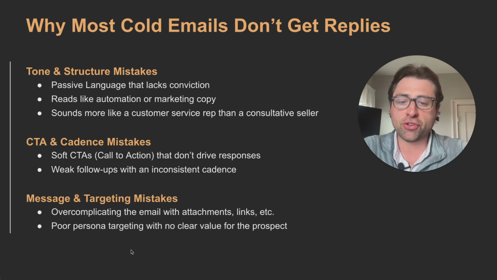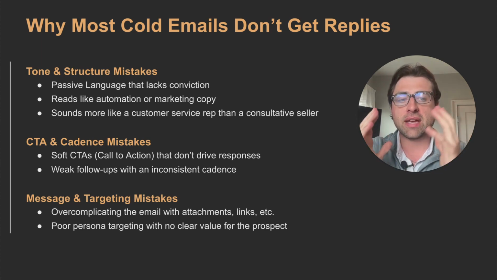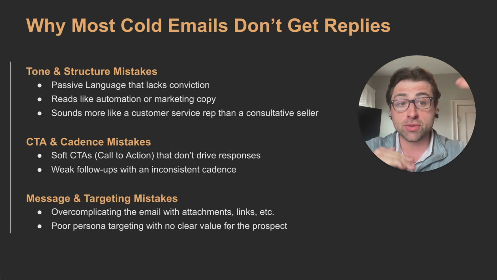And then poor persona targeting with no clear value for the prospect. It's not enough to just say that you're part of the account team and would like to meet. There's ways to tweak these templates at scale. I'm going to show you through a process I call coiling the spring to make the email template more targeted, using a consistent framework that's easy to copy and paste, but you're making it more targeted based on the persona that you're reaching out to.